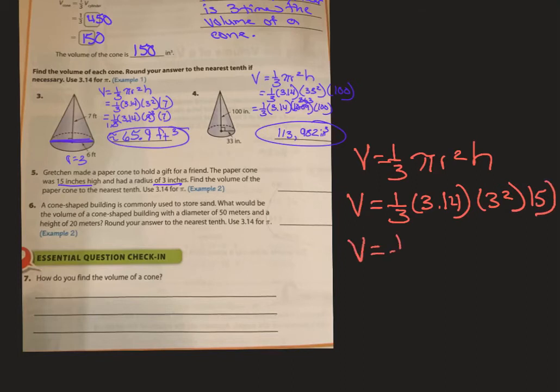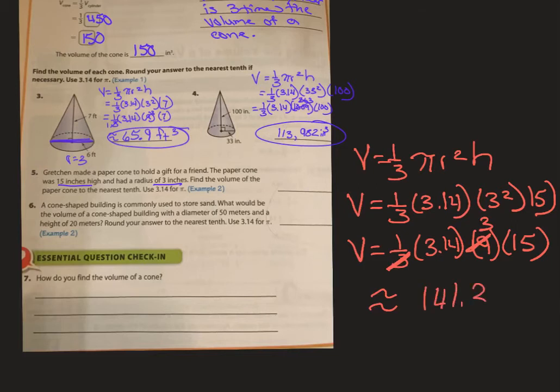So volume is going to be 1/3 times 3.14. 3 squared is 9 times 15. Again, I'm going to get rid of that 3 and take it into 9 3 times. So all I have left is 3.14 times 3 times 15. We're going to round to the nearest tenth, it says. So that's going to give me 141.3 inches cubed.